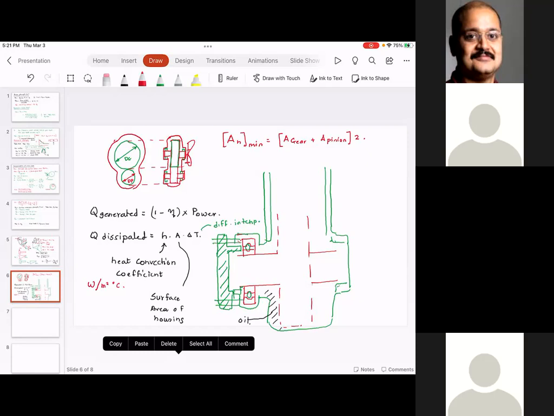In certain cases, if you find out that heat generated is significantly higher than heat dissipated, then what they do is, they basically circulate the oil through an oil cooler. So what you have is some type of a heat exchanger, or you have an oil cooler.